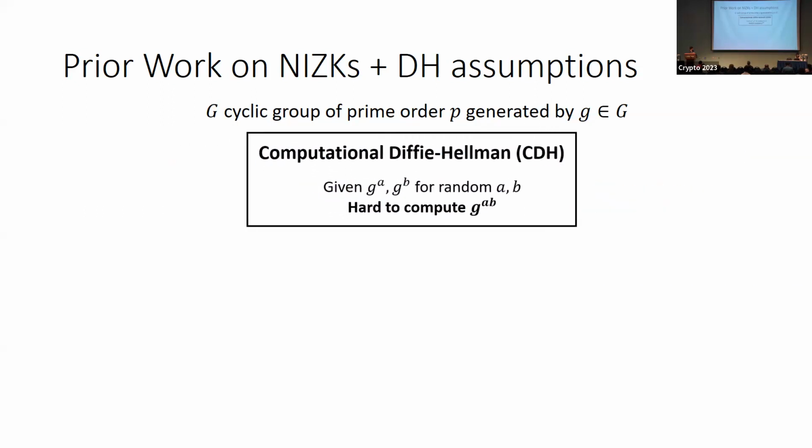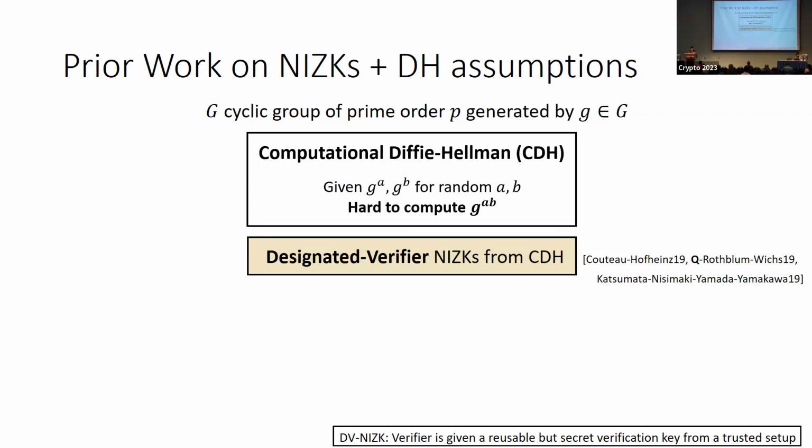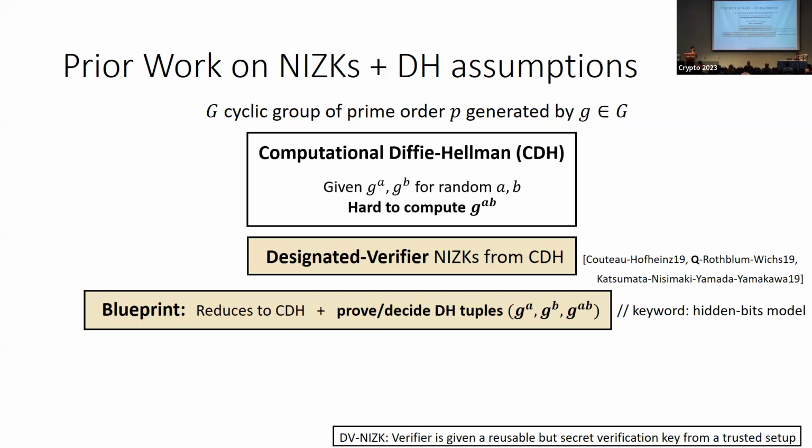So what happened in the CDH setting? It turns out that the best that we can do is getting a relaxation of NIZKs, where the verifier is given a reusable secret key to verify proofs. But more generally, the works that build this give a general blueprint that allows one to build a NIZK assuming CDH, assuming that the verifier can decide whether group elements are of the form of those inputs. Given three group elements, deciding whether they are of this form is enough to build a NIZK. This is a more general blueprint than just these statements.